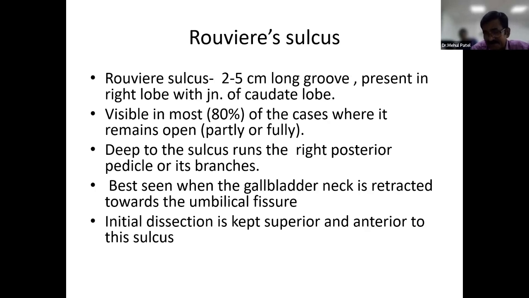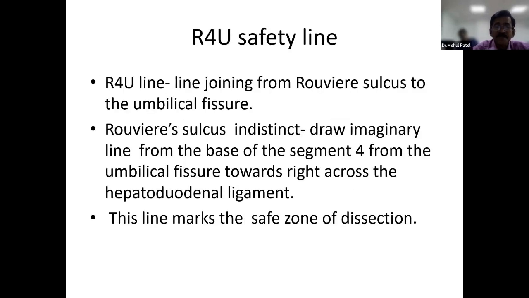This sulcus is better seen when you retract the gallbladder neck towards the umbilical fissure, up and towards the opposite shoulder. So initial dissection has to be guided by this Rouviere's sulcus. It is another important landmark from where we can draw a line from the Rouviere's sulcus to the umbilical fissure. Once you draw this R4U line, it is described as a safety line. And all dissection in the hepatocystic triangle should be confined above, superior and anterior to this line.